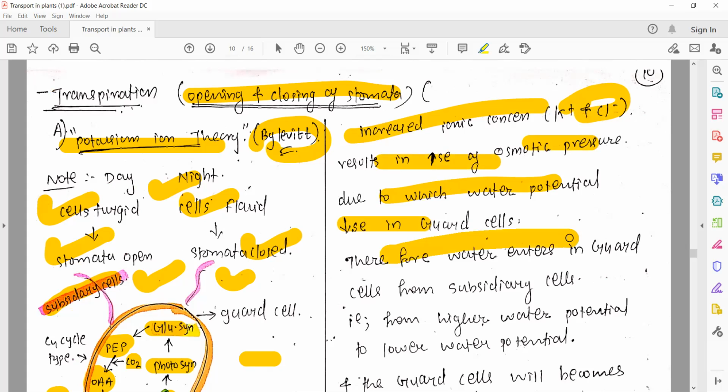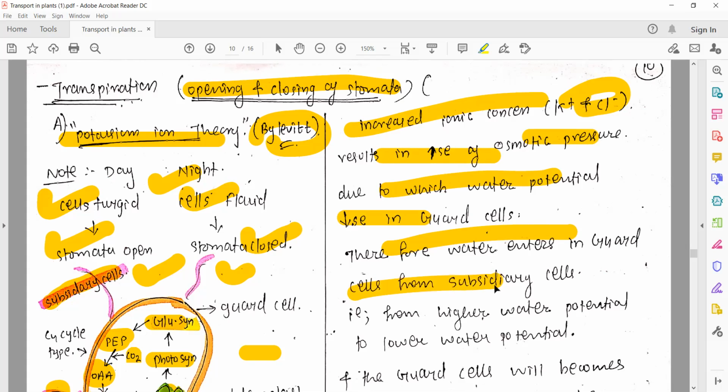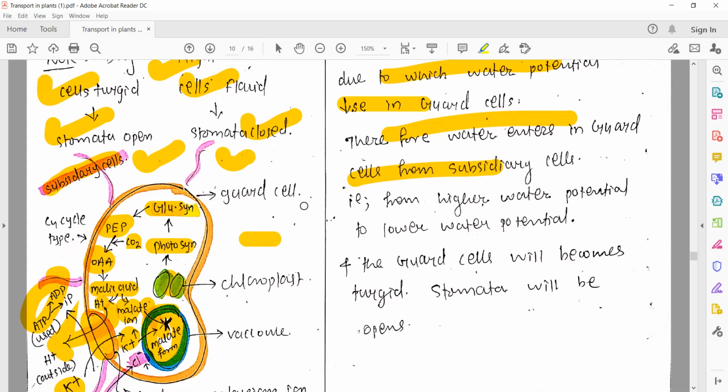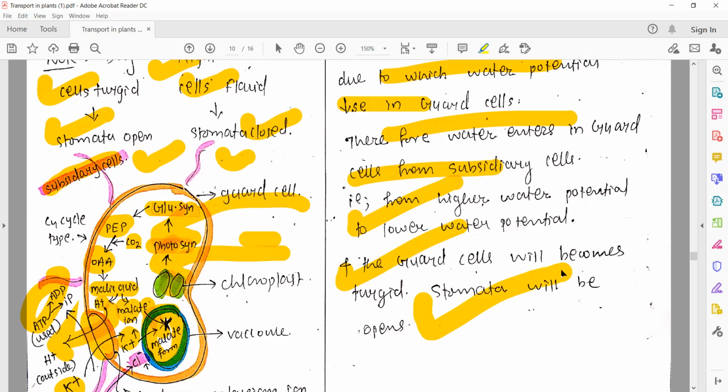Therefore the water has to move inside the guard cells from the subsidiary cells, that is the surrounding cells. Guard cell water potential has been decreased, and on the outer side the subsidiary cells have a higher water potential, therefore water has to move from the higher water potential to the lower water potential. Very clearly understood from this. So the guard cells will become turgid and the stomata will be opening.